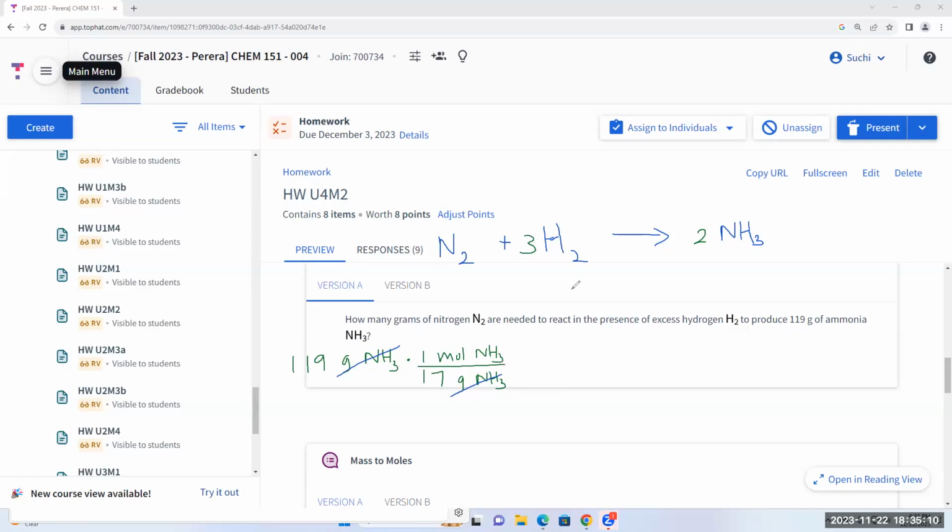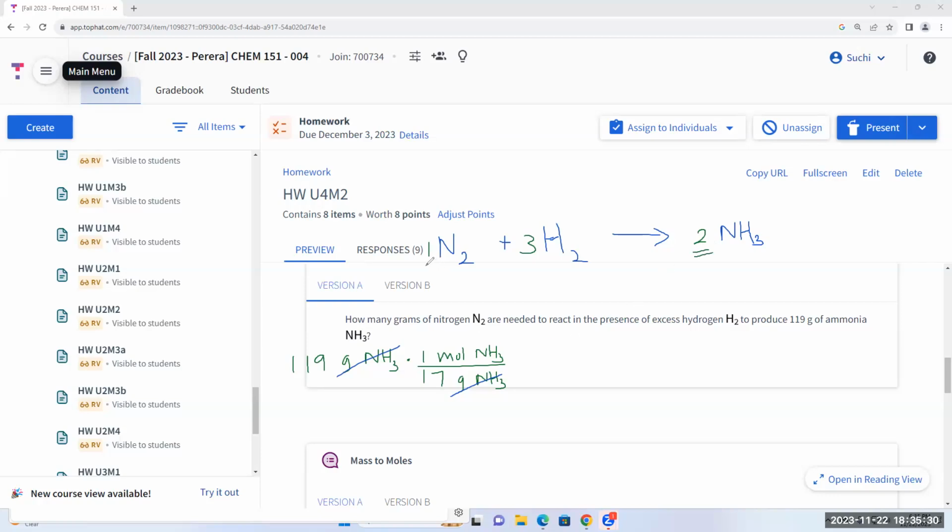And then what we do is moles to moles. This is step number 1 in our process, converting grams to moles. And the second step is moles to moles. So what do I mean by moles to moles? You have an implied 1 here and then 2 in front of NH3.